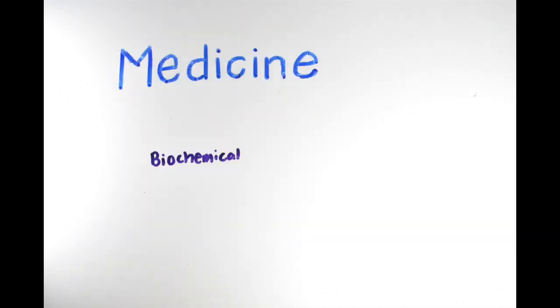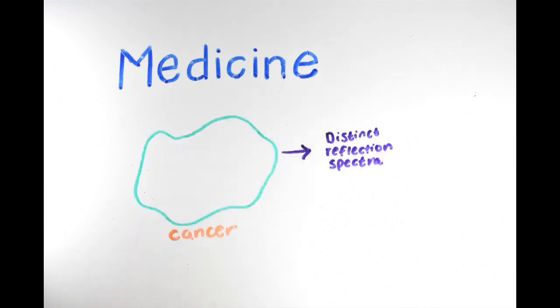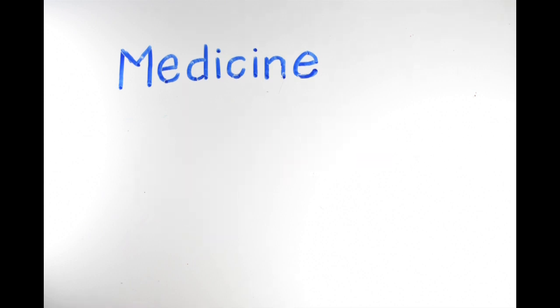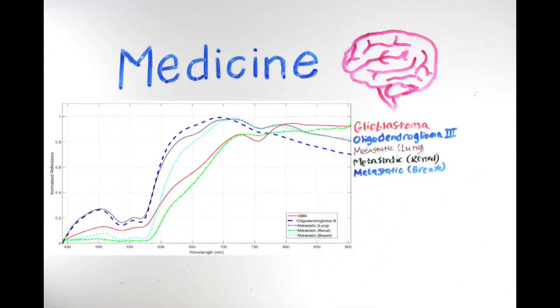The third application of HSI is in medicine. Biochemical and morphological abnormalities in diseased tissues will result in reflection spectra distinct from healthy tissue. Cancers are known to alter local blood circulation and oxygenation and can be spotted within healthy tissue in vivo with HSI. Different types of cancers can also be distinguished from each other. For example, researchers in 2018 were able to map the different spectra of 5 types of brain cancer, including primary tumors and secondary metastatic variants that originated elsewhere in the body before migrating to the brain.